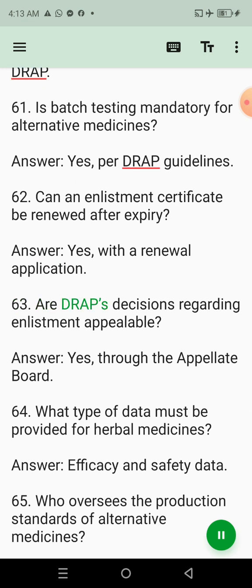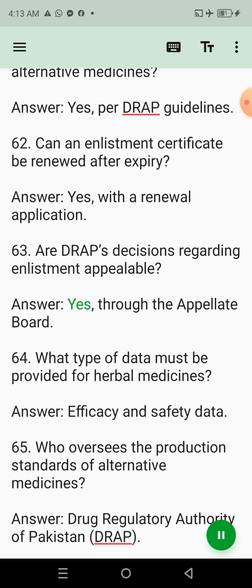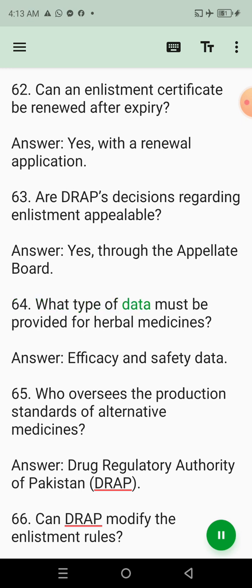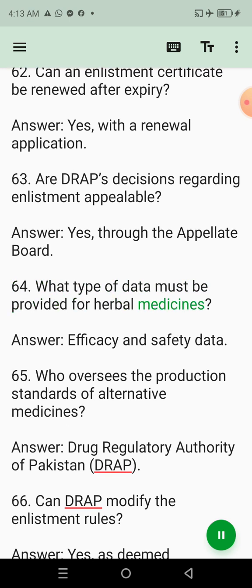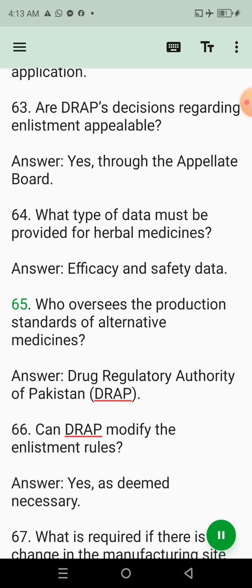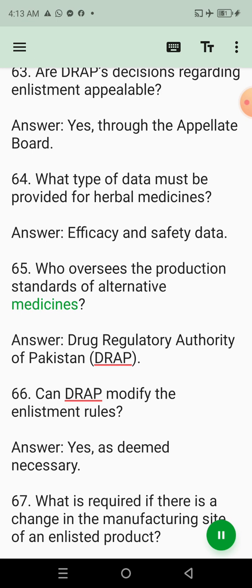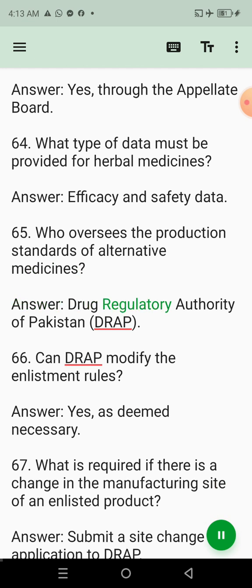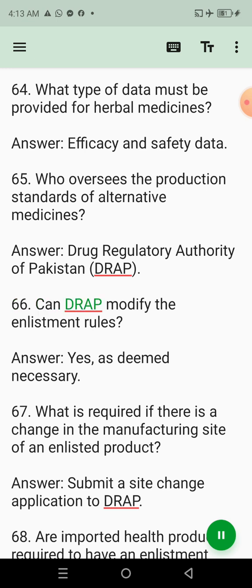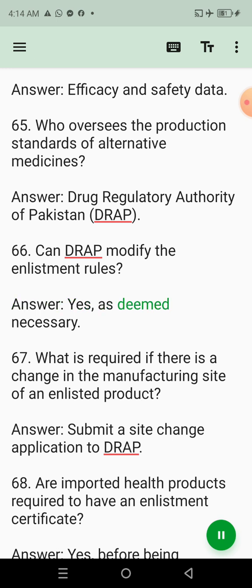63. Are DRAP's decisions regarding enlistment appealable? Answer: Yes, through the appellate board. 64. What type of data must be provided for herbal medicines? Answer: Efficacy and safety data. 65. Who oversees the production standards of alternative medicines? Answer: Drug Regulatory Authority of Pakistan, DRAP. 66. Can DRAP modify the enlistment rules? Answer: Yes, as deemed necessary.